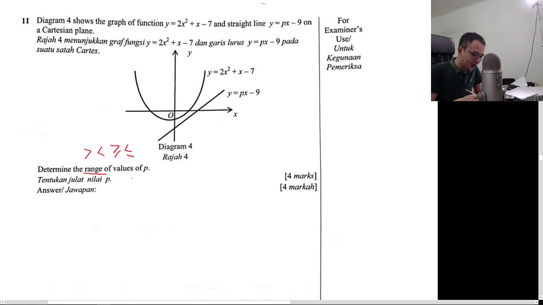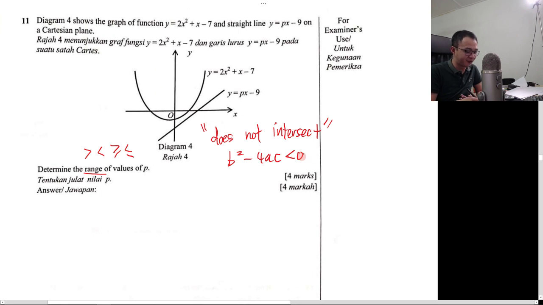Okay, so you realize the curve and the straight line do not intersect. When it does not intersect, something should come into your mind, right? When you see does not intersect, it means what? b squared minus 4ac less than 0. The first thing you should think about is b squared minus 4ac less than 0. So in order to do this, you need to substitute both equations into each other, even though they don't intersect each other.